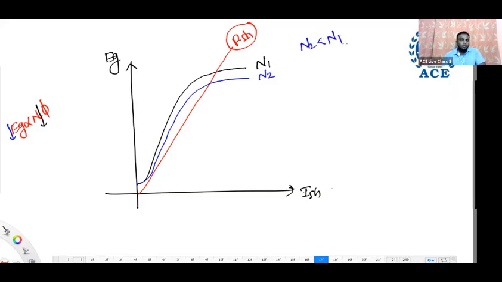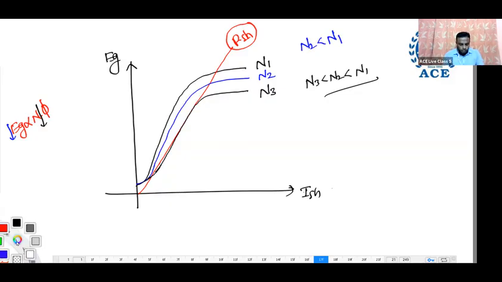Now further reduce the speed of the generator. Whenever the speed is reduced further, at one instant, let it be N3, less than N2, less than N1. This is the order of speed. At one instant, that OCC will become tangent to the field resistance line. Now further reduce the speed of the generator, then your OCC will come like this. This is N4.